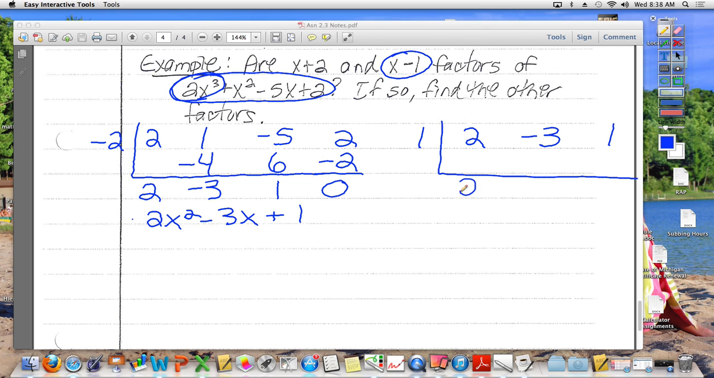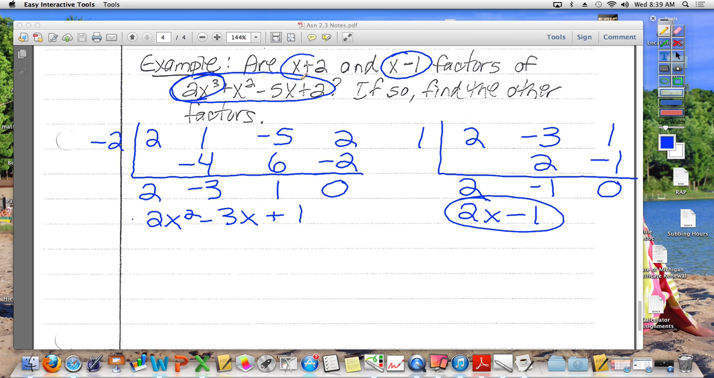Bring the 2 down. 1 times 2 is 2. Negative 3 plus 2 is negative 1. 1 times negative 1 is negative 1. Add them together, you get 0. So is x minus 1 a factor? Yes. Leaving me then with, now this is what we divided it into, 2x squared, so my answer is 2x minus 1. Another linear factor.